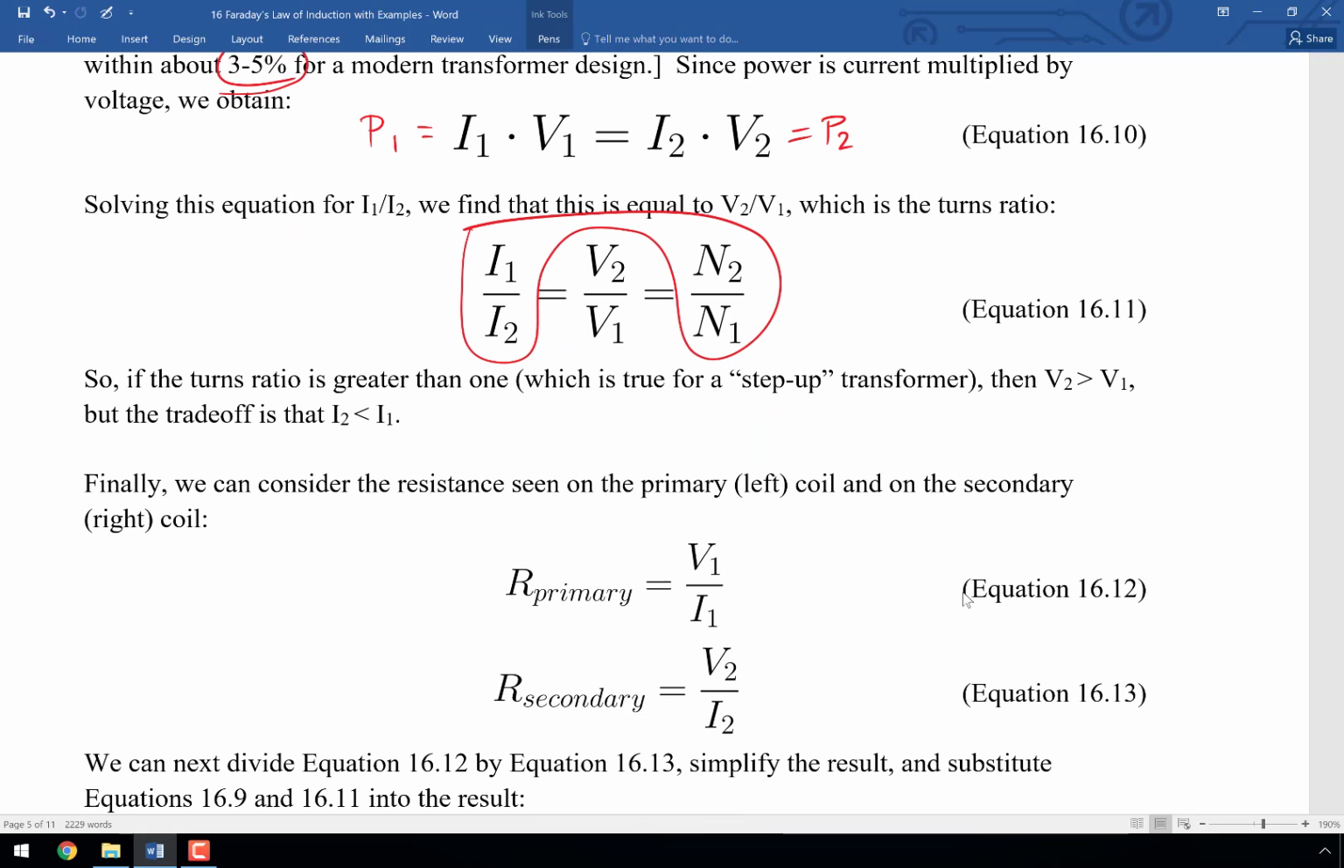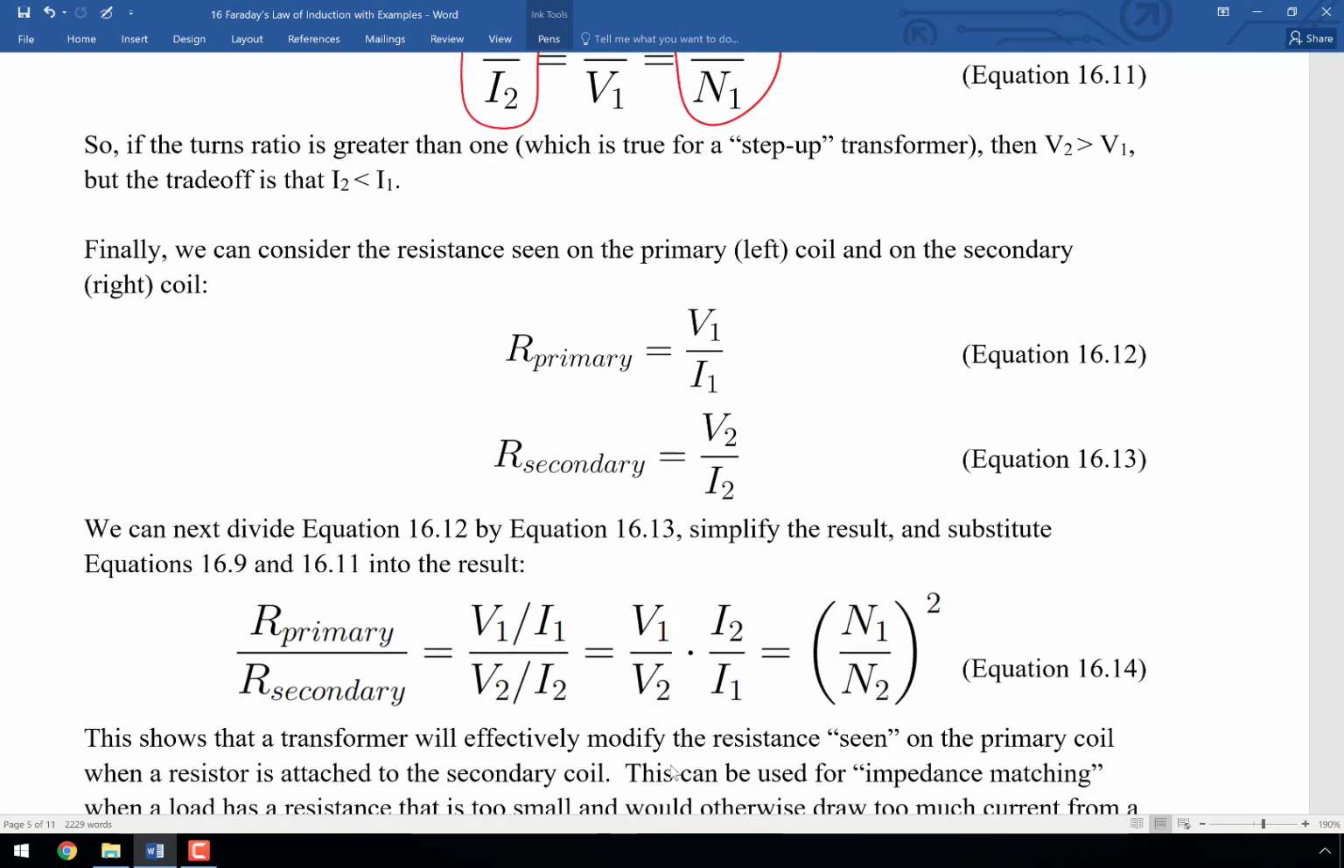The last thing that I want to mention is that if you think of the resistance at the primary as being however much voltage at the primary divided by the current at the primary, and the same thing at the secondary, V2 over I2 is the resistance at the secondary coil, we can rearrange this, substitute, and divide equation 16.12 by 16.13, simplify the result, and then substitute the results. So I take 16.12, which is this equation right here. I'm going to divide it by 16.13, which is this equation right here. If they're both equal, I can divide them both.